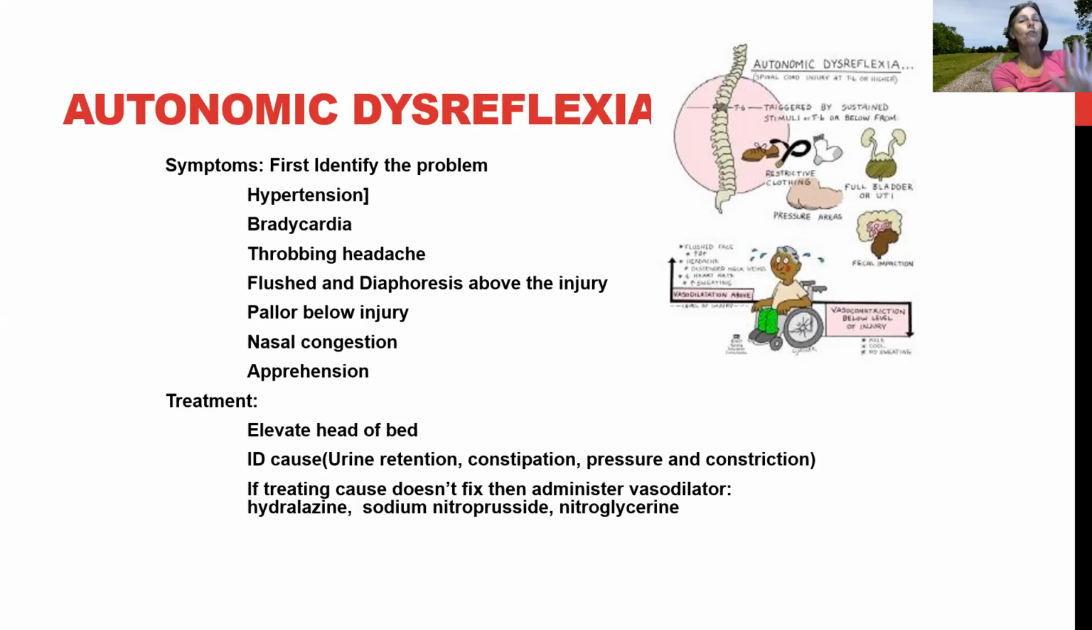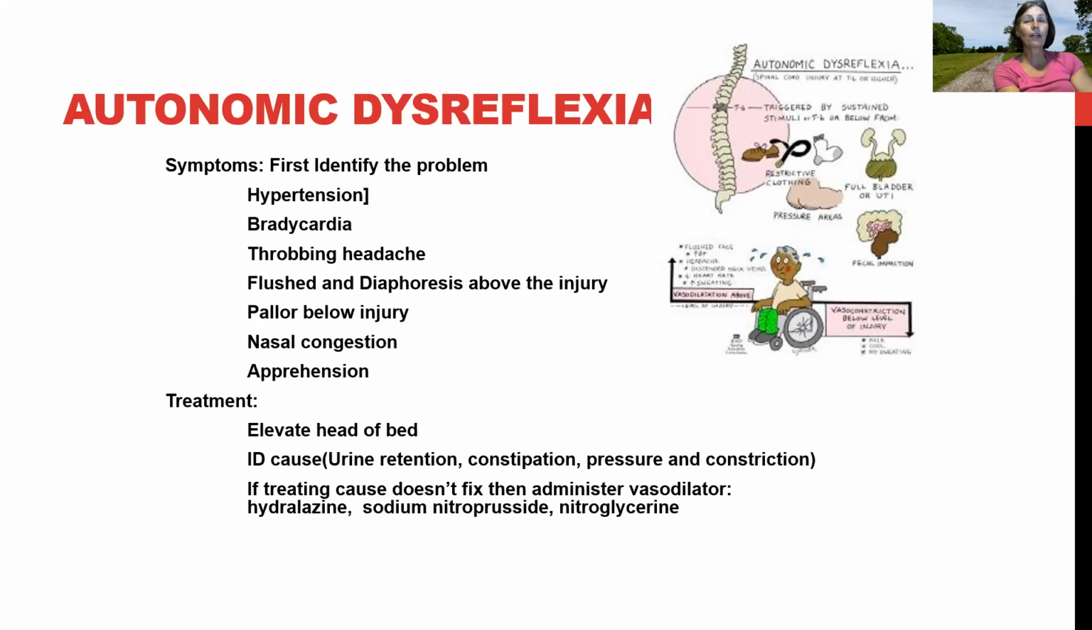So what do we do? First and foremost, that high blood pressure is really dangerous. Get that head of the bed elevated. That might mean a reverse Trendelenburg, right? We're not just going to ratchet up the head. If they're still having to maintain a flat back, we're going to elevate the head of the bed. Then we're going to start hunting down the cause.